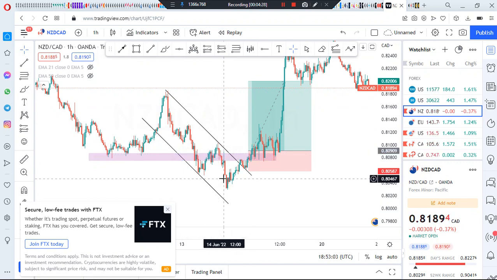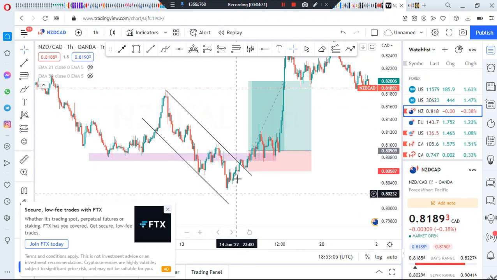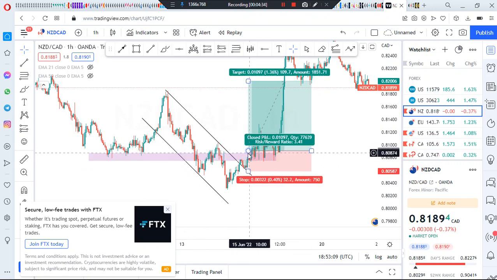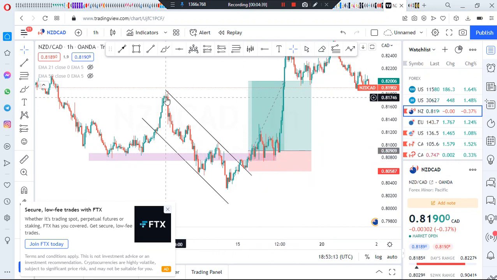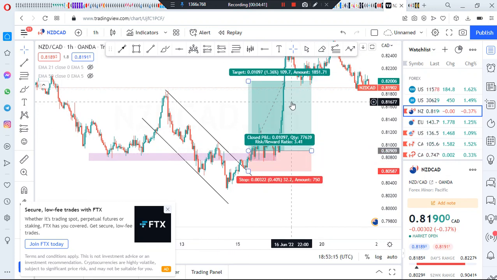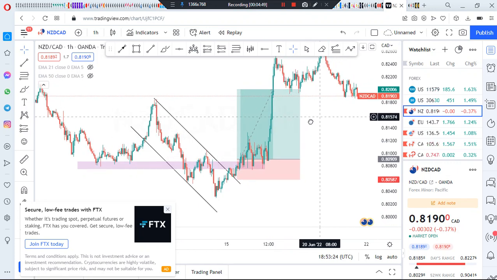What were we waiting for? We were waiting for the price to break our demand and supply line that is right here. Then we start placing our trades to the upside. Then this was our target. Our target was actually 109 pips, and our stop loss was 32 pips. As you can see, this is how the trade played out.